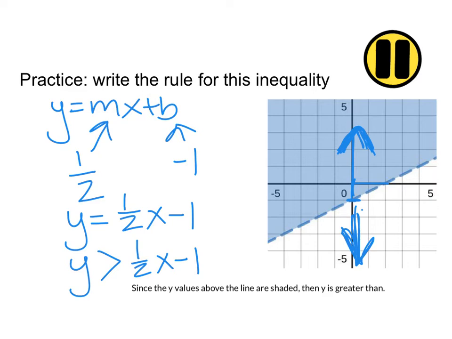And we can just double check by testing a point again. So maybe we test 0, 0. So we see, is 0 greater than half of 0 minus 1? Well, that's the same as saying that 0 is greater than -1. So yes, that's true. We did it right.